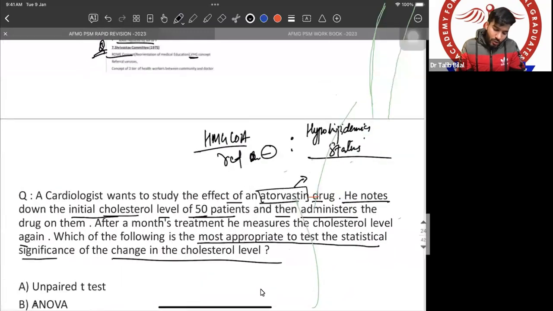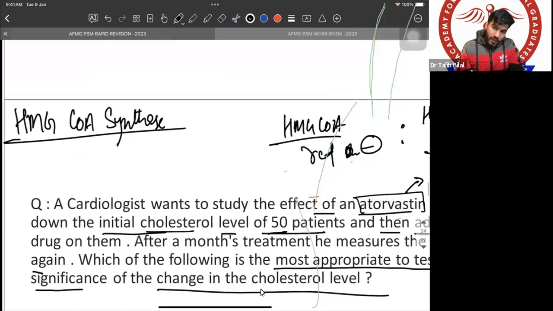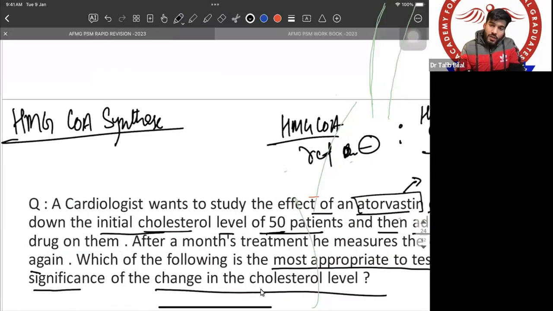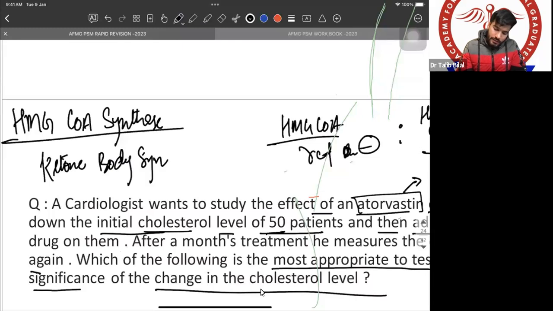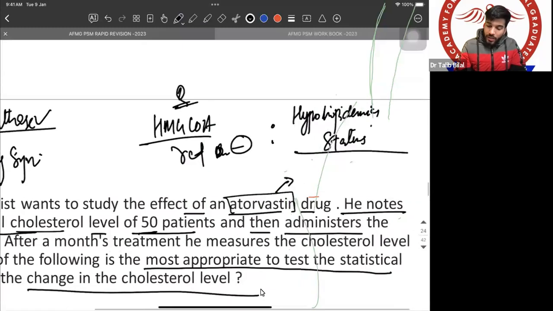Now tell me, HMG CoA synthase is for what? HMG CoA synthase is for ketone body synthesis. Guys, remember this: HMG CoA reductase and synthase. For ketone bodies it is HMG CoA synthase, and for hypolipidemic statins it is reductase. There is only the difference of reductase and synthase.